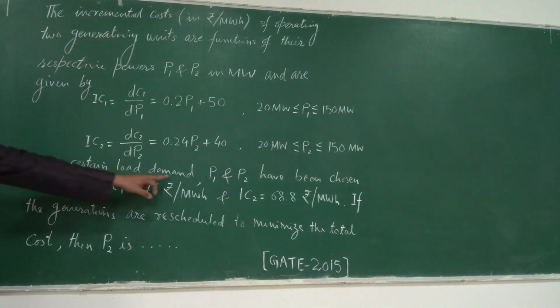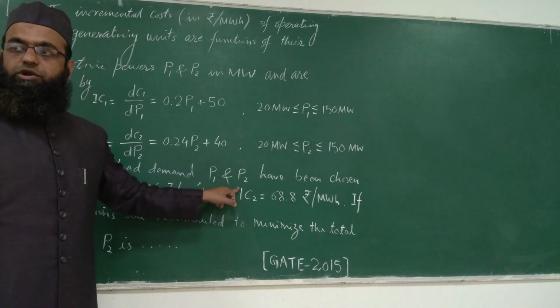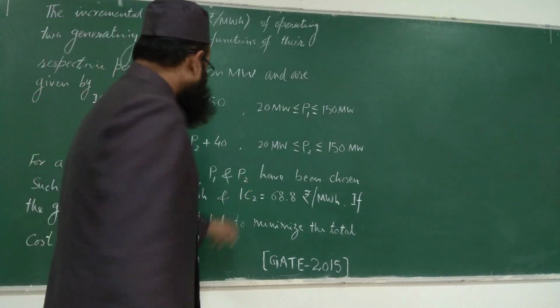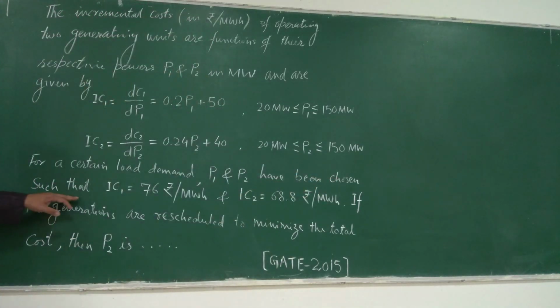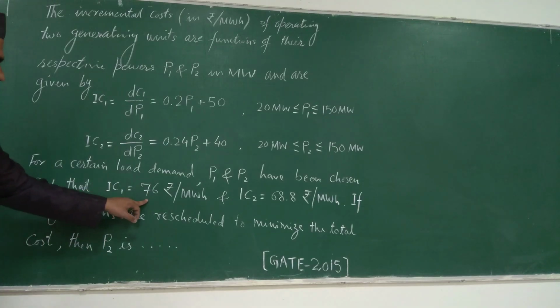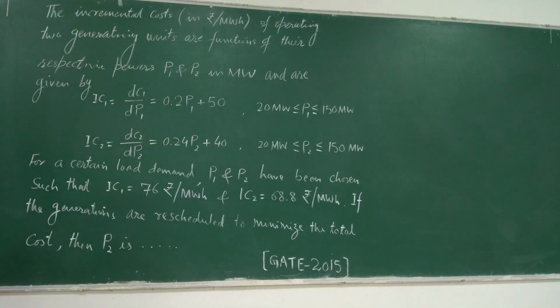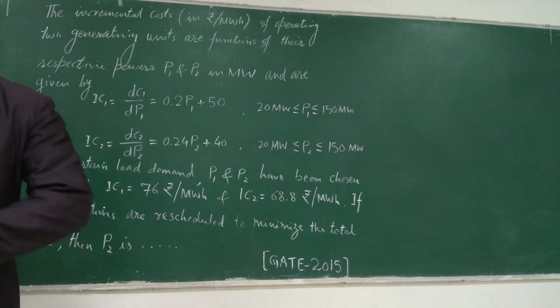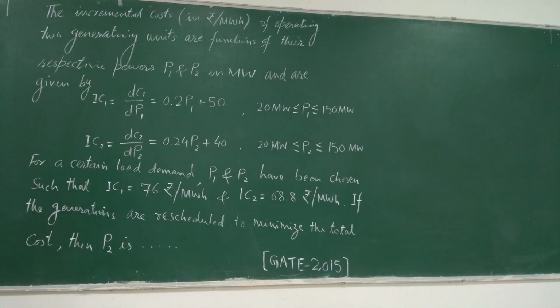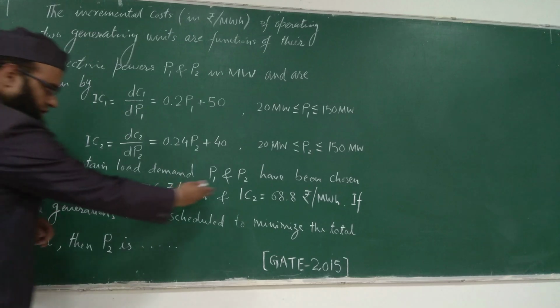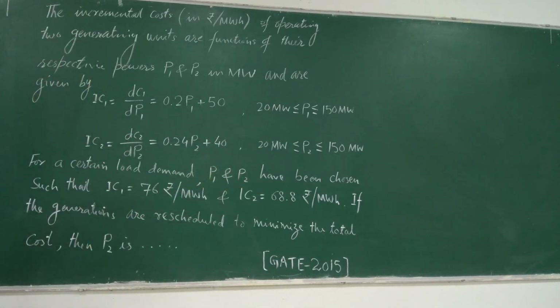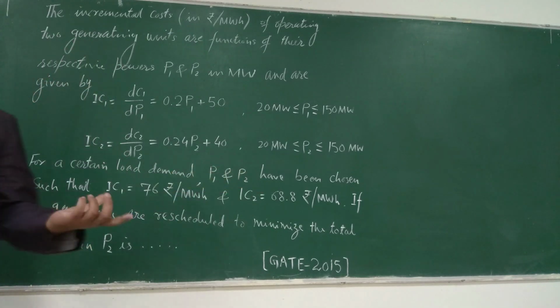For a certain load demand, P1 and P2 have been chosen such that IC1 is 76 rupees per megawatt hour and IC2 is 68.8 rupees per megawatt hour. See, these two ICs are not equal. It means the scheduling is not optimal. Clear? For optimal scheduling, the incremental fuel cost of the two units must be equal. We have seen that. So the loading is not optimal.